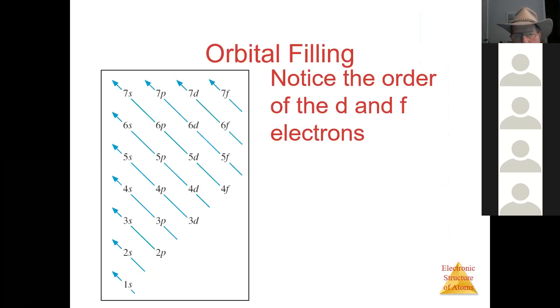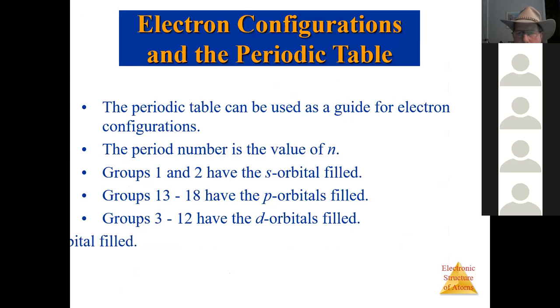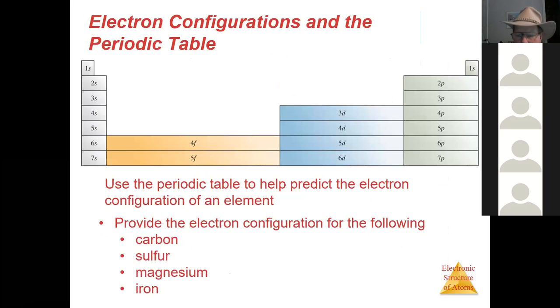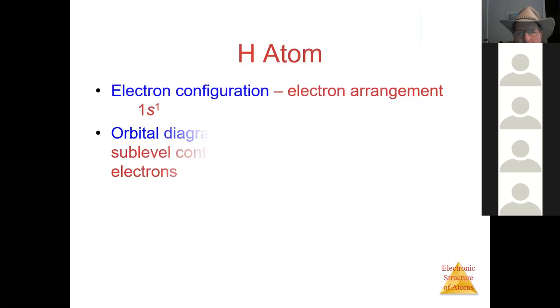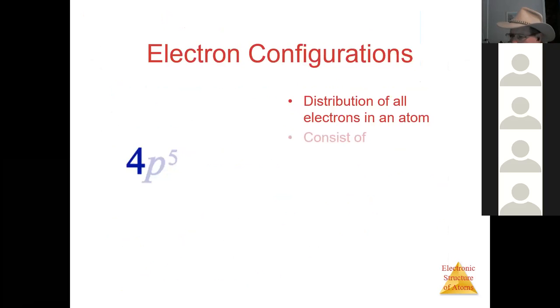Okay, Joe, you're up to the 4s2. What's the next orbital that fills? 3d. How many orbitals are in D? Or how many electrons are in D? 5 orbitals, 10 electrons. It's 3d10.